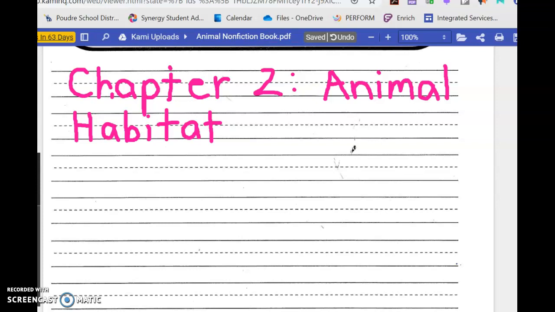So your research about animal habitat. So let's start with a topic sentence. The homes of rabbits have many features. Capital T, dive down H, hit the ball, run around the base for E.